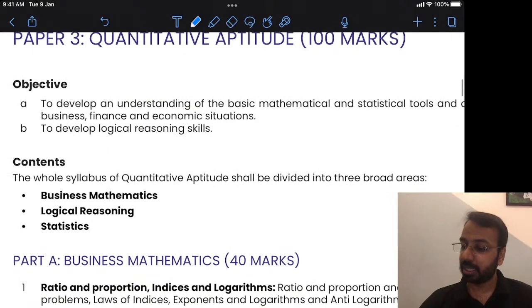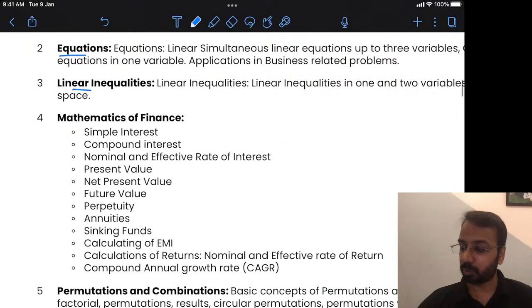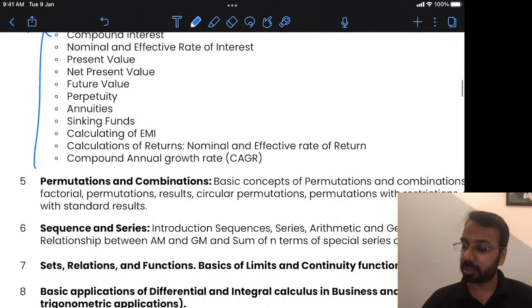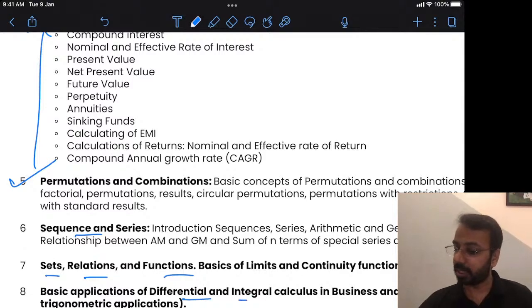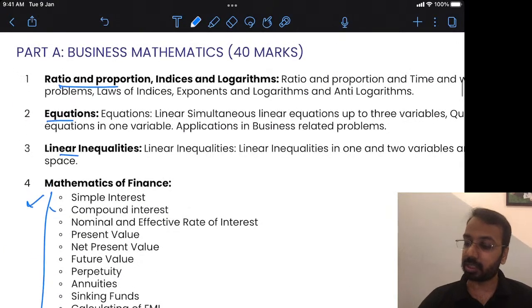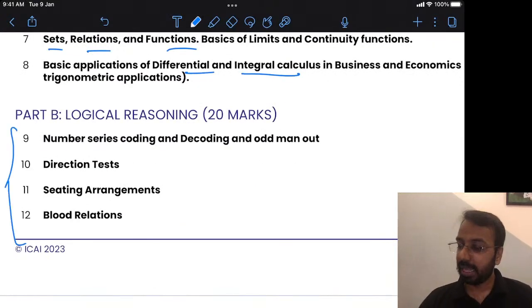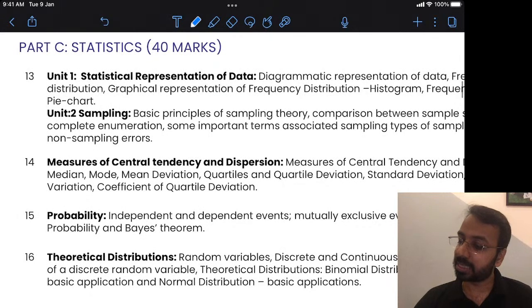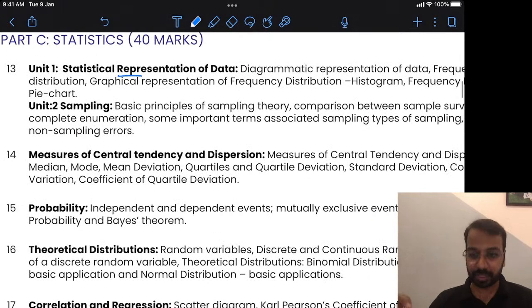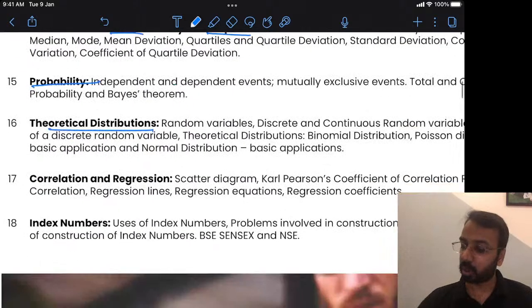Then coming to mathematics, you had ratio and proportion, equations, linear inequalities, mathematics of finance in much more detail, then permutation and combination, sequence, sets, relations, functions, and basic application of differential and integral calculus. All of these are there. Logarithm is something I don't see here, but no, it's there, indices and logarithms are also there. Then you have logical reasoning, pretty much the same as what was already there. And statistical representation of data, sampling theory. Sampling theory is something which gets added. Then central tendency and dispersion was already there, probability, theoretical distributions, correlation, regression, and index numbers were all there.